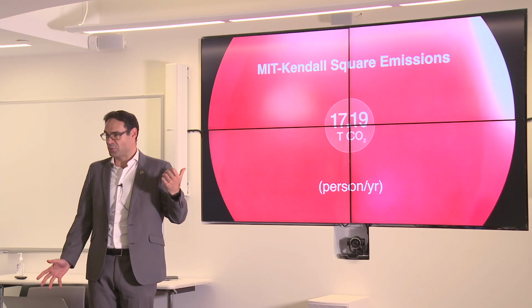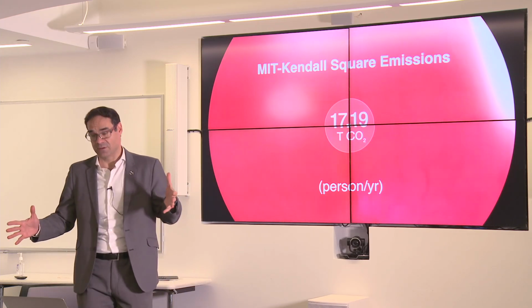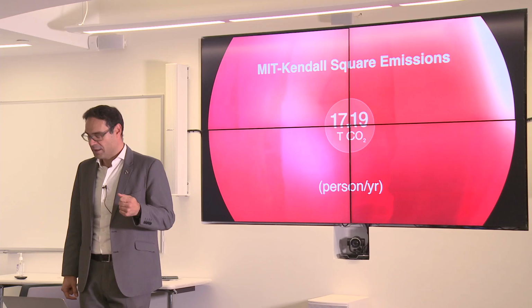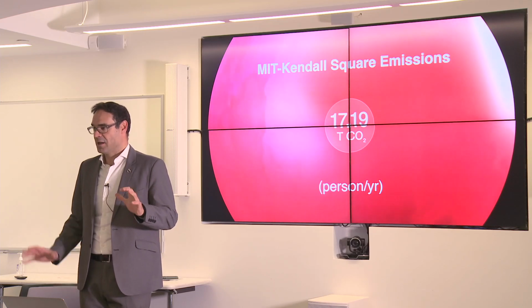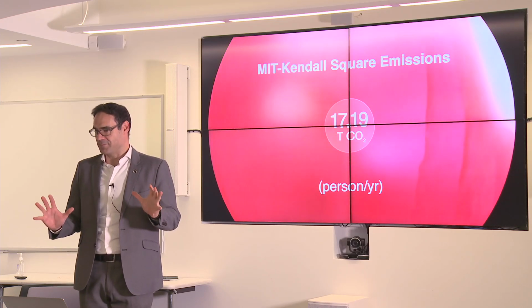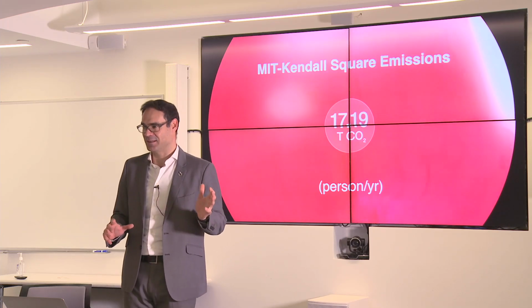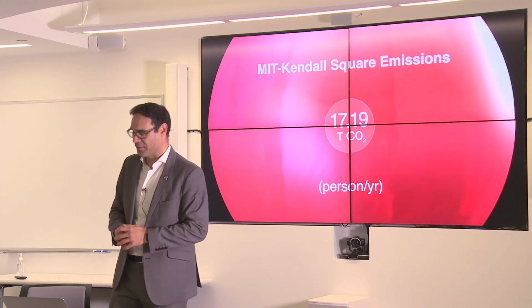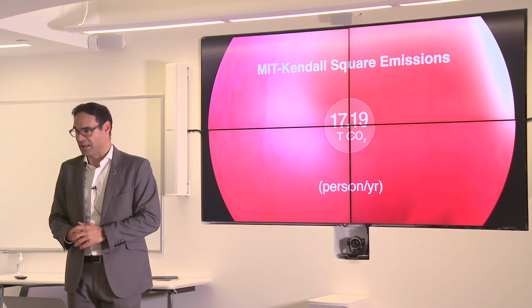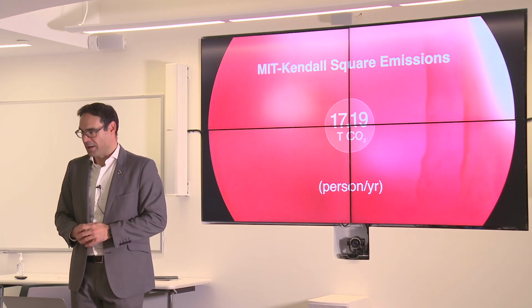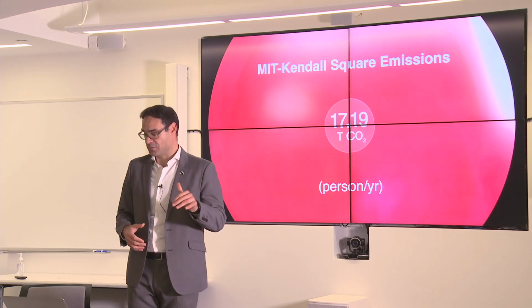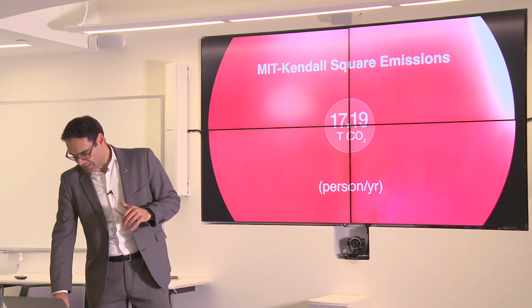the average carbon footprint for each person living in Kendall Square is 17.19 tons of CO2 per person. It's not that bad. It is bad, actually, but it could be worse because the average in the US is over 20. It's around 22, 25. In Europe, it's above 10. Other countries are already under 2.5. That's the goal.